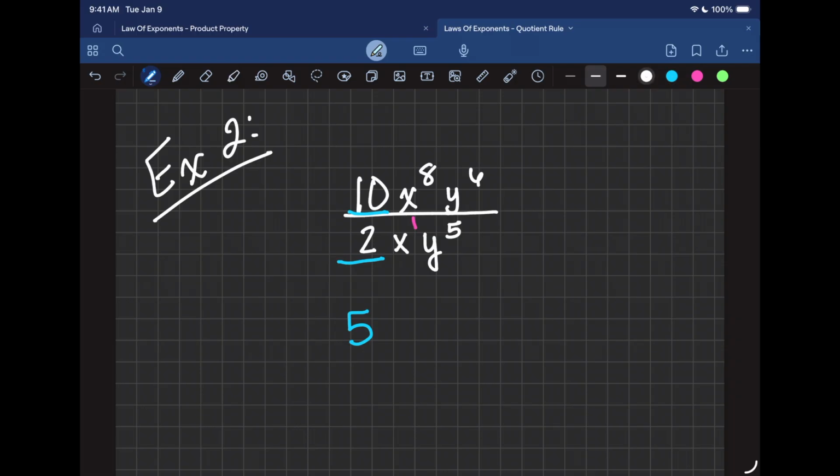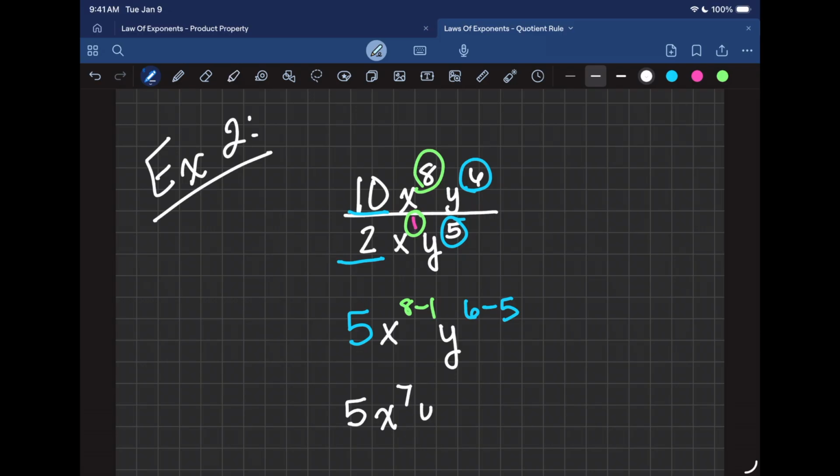Then I want to look at my bases. We have x's and we have y's. So looking at my x's, I see that I have 8 on top, 1 at the bottom, so I'm going to do 8 minus 1. Looking at my y's, I see that we have 6 on top, 5 on the bottom, so I'm going to do 6 minus 5. So cleaning all of this up, we're going to have 5x to the power of 7 and y to the power of 1. But remember, anytime we have an exponent of 1, we don't need to include that in our final answer. So what I've boxed here is math pretty.